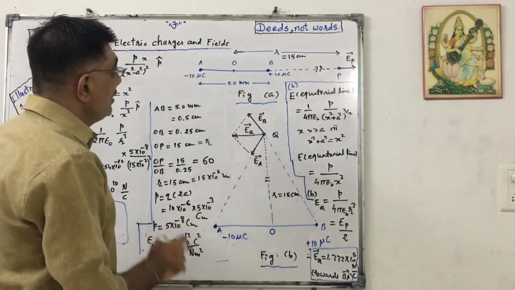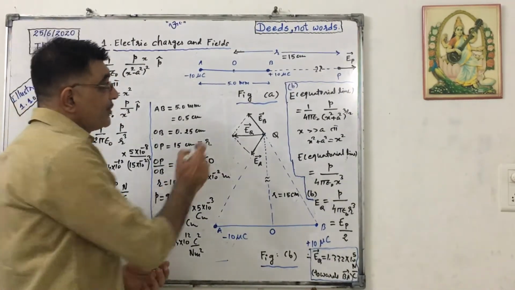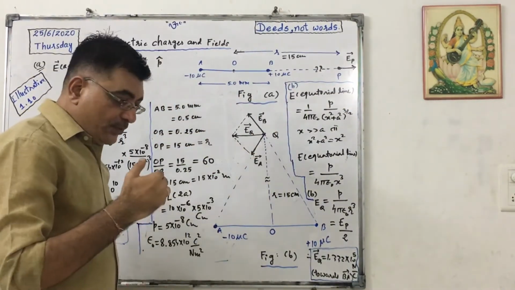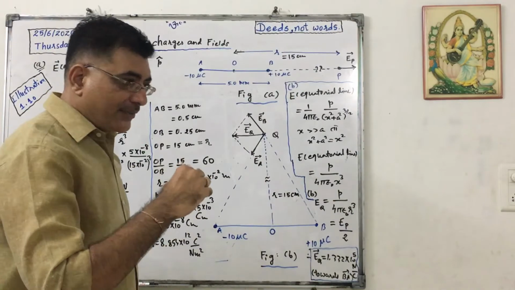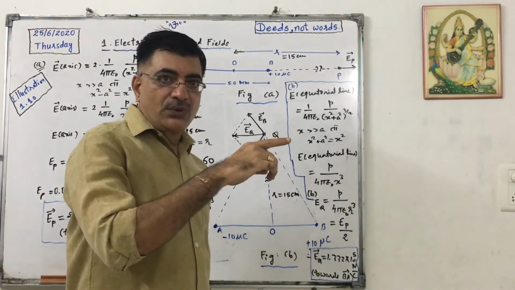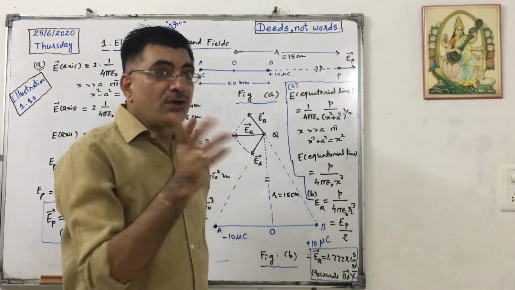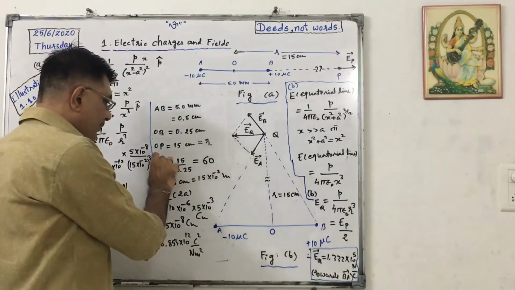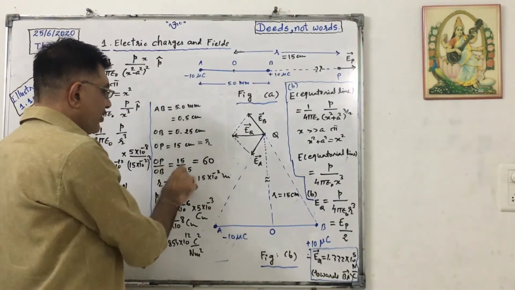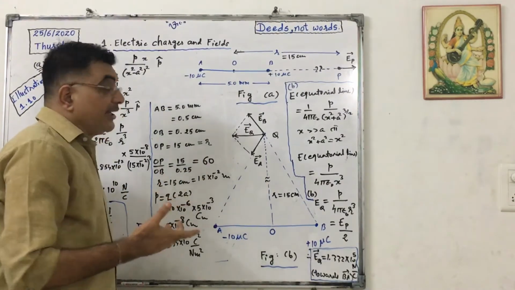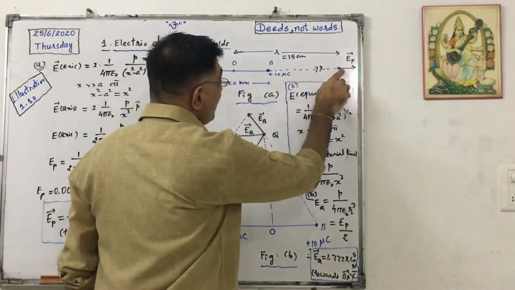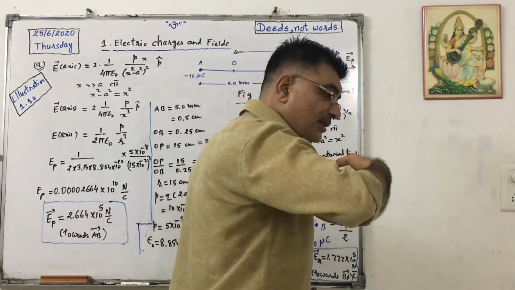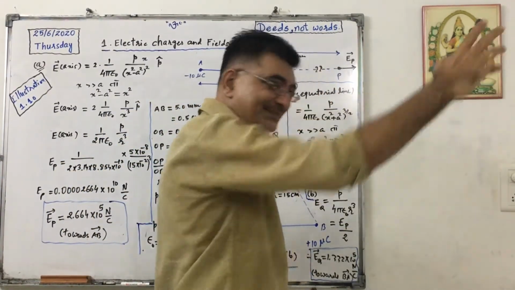Now first of all, let us find out the ratio OP upon OB. Why? Because we have to decide whether that point is very far or not. So OP upon OB is 15 upon 0.25, that is 60. That means the OP distance is 60 times the OB distance. So point P can be considered as very far.